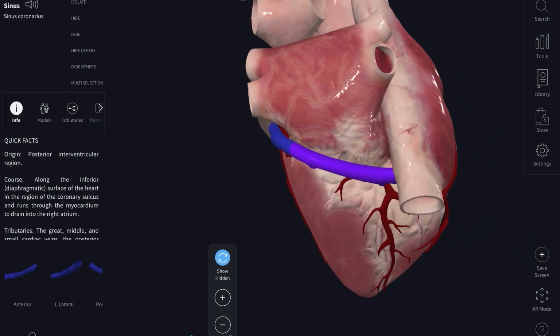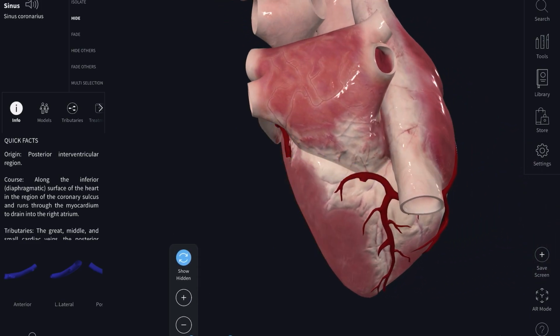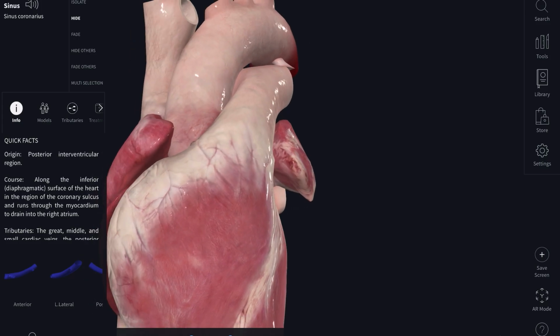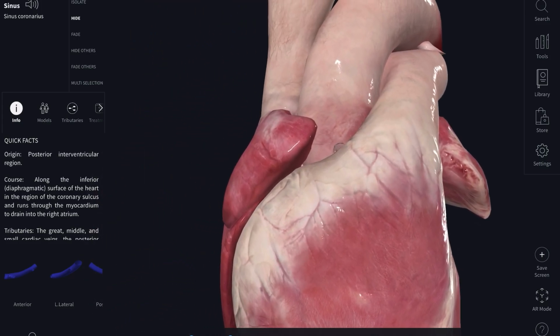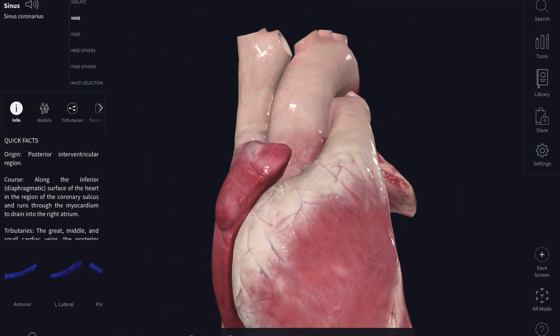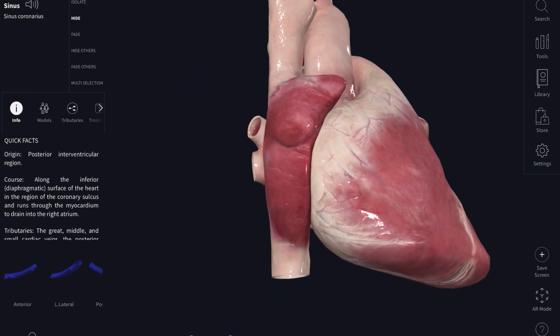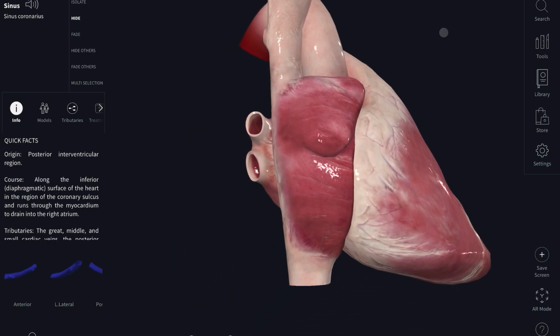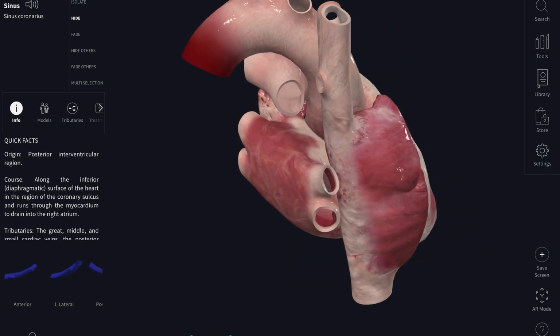let's go ahead and take these off. Now we'll just dive right into the heart. So from what we know, let's go through the blood supply back into the heart. What you're looking at right here is the right atrium. Down here is going to be the inferior vena cava. Up here is superior vena cava. If we rotate this, you can see that a little bit better.